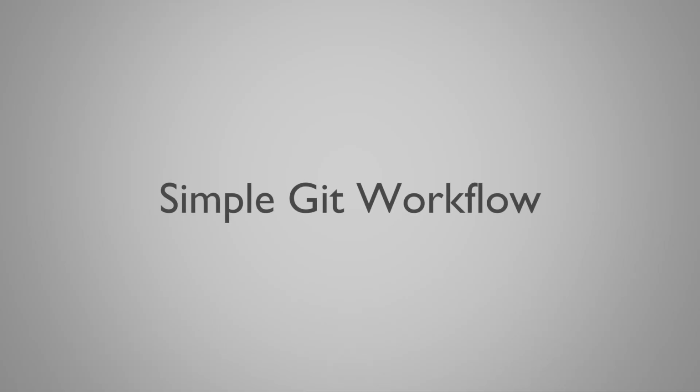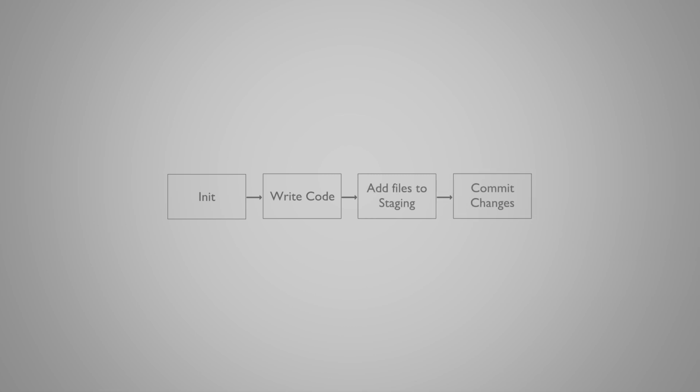Before we do anything with Git, allow me to explain the simplest Git workflow at a high level. First, we need to initialize a repository. We do that in every new project. Once we have that, we are going to write some code, add the files to the staging area, and then commit the changes. Then it repeats all over again. Write code, add to staging, commit the changes. Okay, let's do that now.